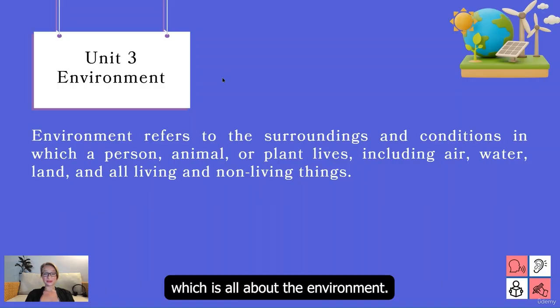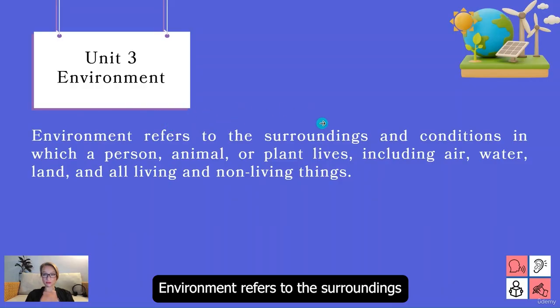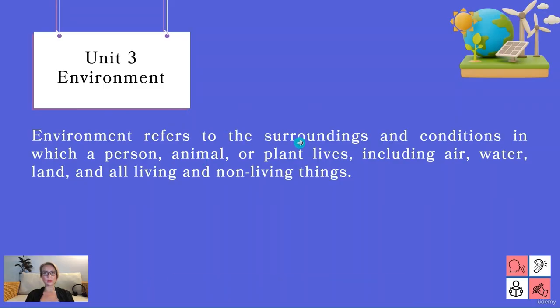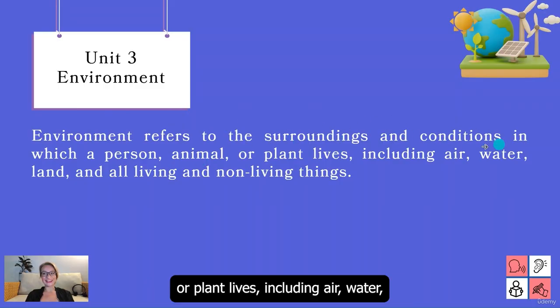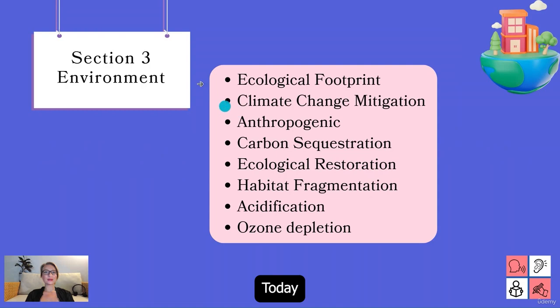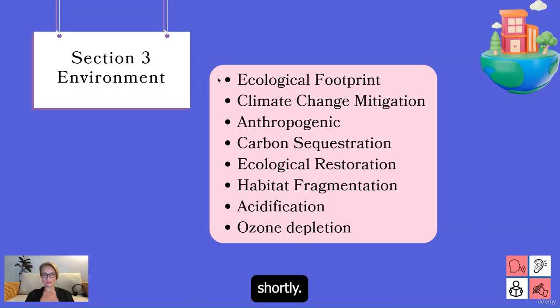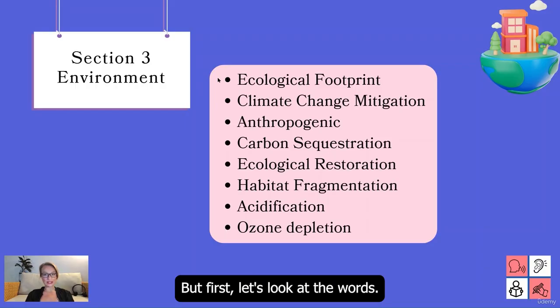Welcome to Unit 3, which is all about the environment. Environment refers to the surroundings and conditions in which a person, animal, or plant lives, including air, water, land, and all living and non-living things. Today we're going to be looking at some new words to better help you on your knowledge about the environment. So we will get to their definitions shortly, but first let's look at the words.